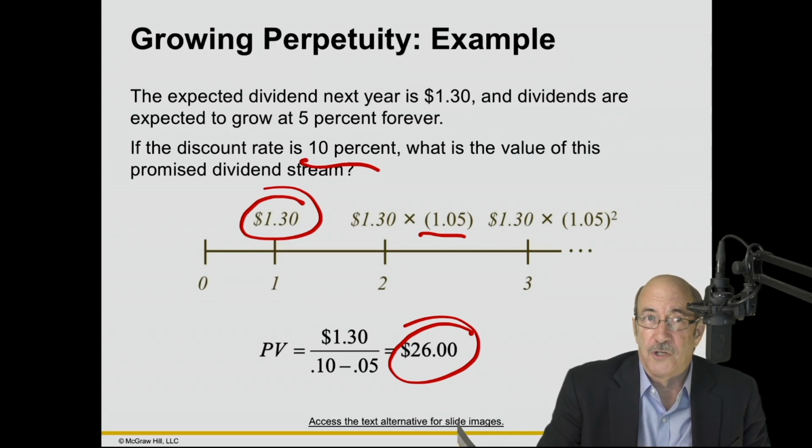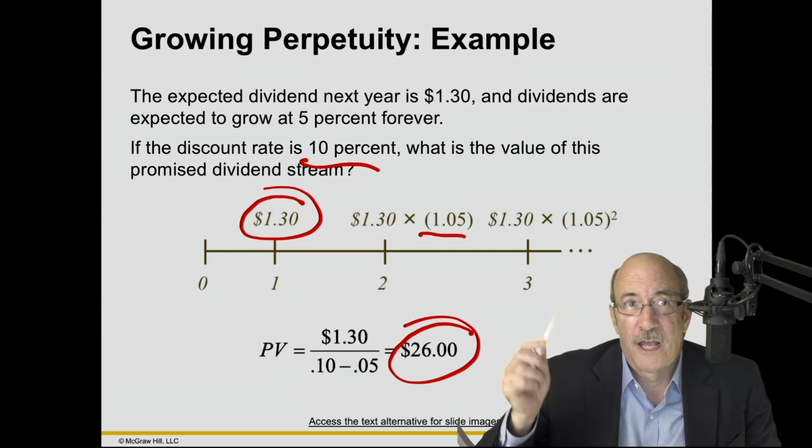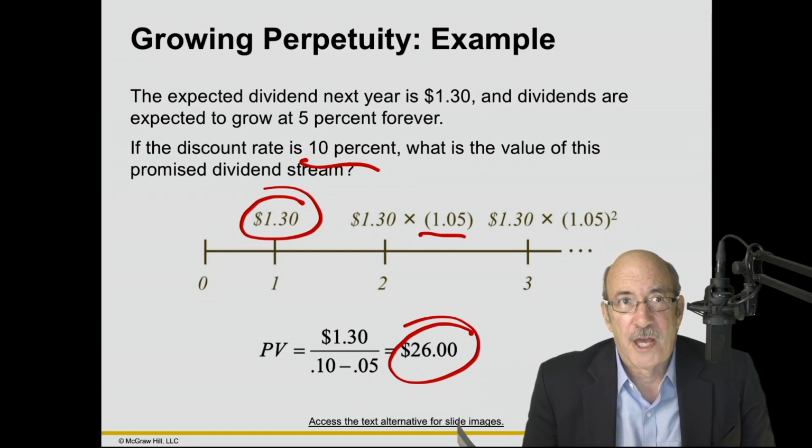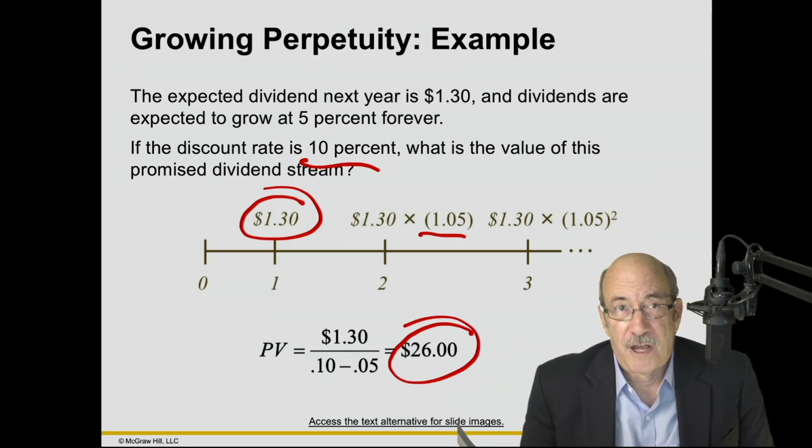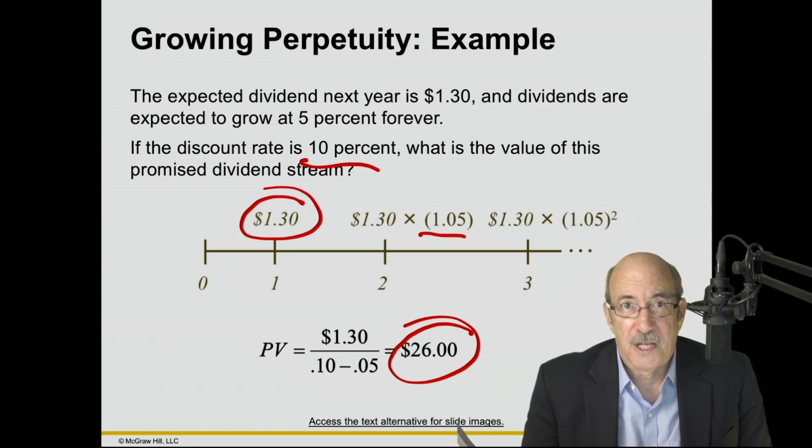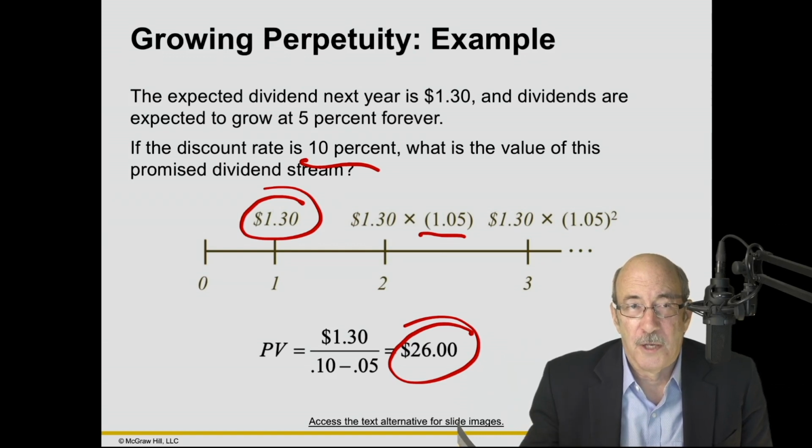Maybe use this example, plug this into your spreadsheet, run it out for 100 years, grow that $1.30 at 5%, and then discount that result by 10% for the same number of periods. Sum all of those present values up, all 100 of them, and see how close to 26 it gets. I'll bet you it will be within a penny or less. It'll be $25.99 and some change.